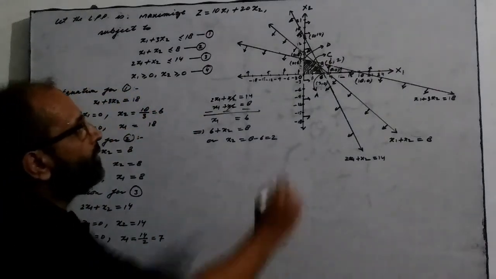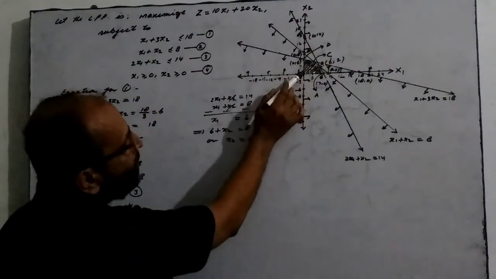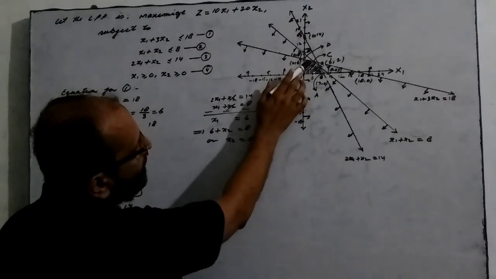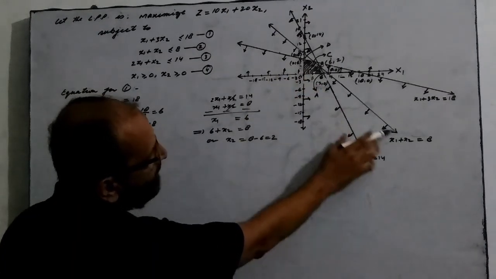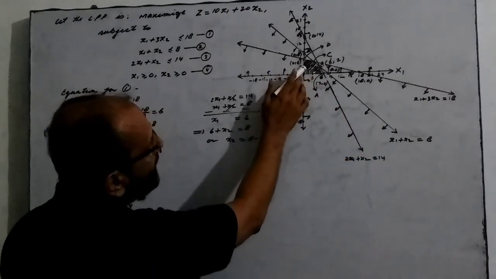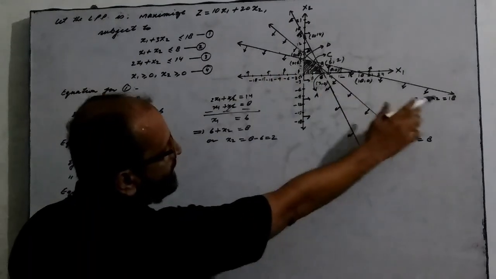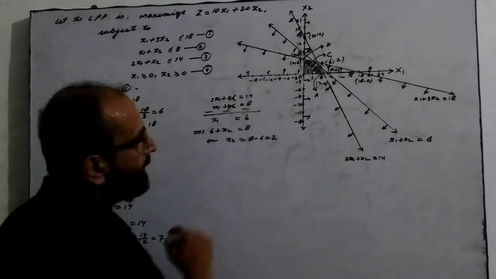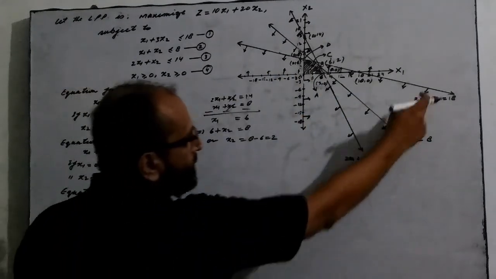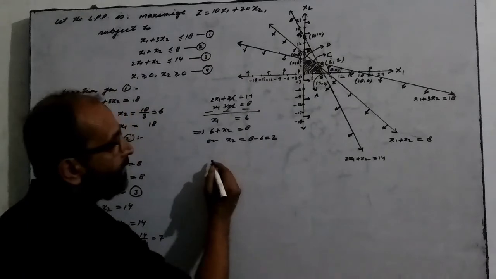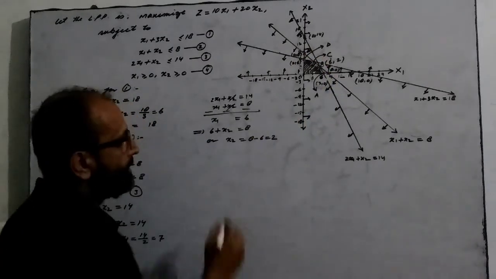Now come to the point C. As we observe, C is the point of intersection of this line, which is x1 plus x2 is equal to 8, and this line which is x1 plus 3x2 is equal to 18. So now we have to solve these two equations simultaneously in order to find the coordinates of the point C.